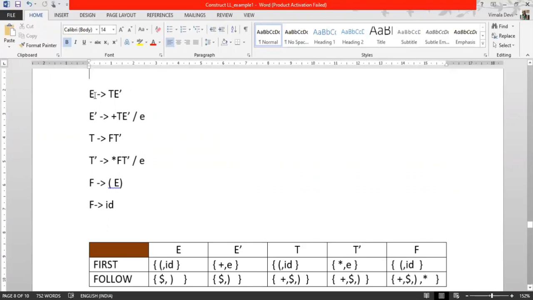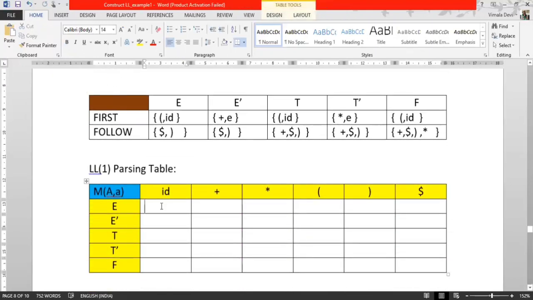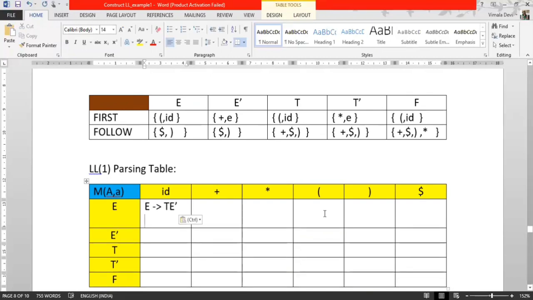Consider the rule and find what is the first set of this E. First set of the E contains the open parenthesis and ID. Right. So E comma open parenthesis is the address of the cell in the table. Then E comma ID, I'm going to fill the rule E derives TE'. So let us do that. E comma ID as well as E comma open parenthesis, we have filled the rule E derives TE'.